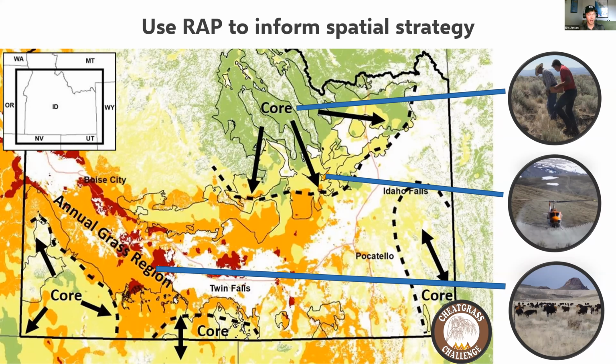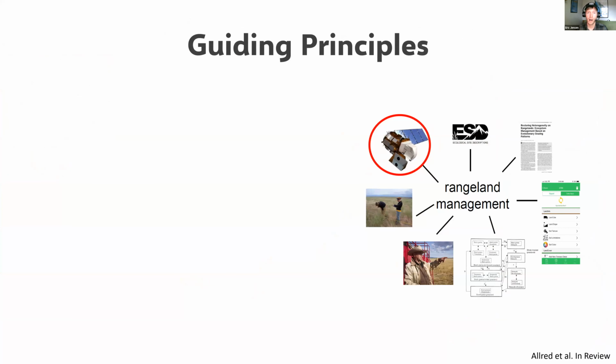I'm now going to turn our attention in the direction of a demo after this. It's hopefully a lot of useful information that can frame that demonstration. But I really like these guiding principles, which Brady Allred, whose brainchild RAP really is, has put forward along with his colleagues in a forthcoming manuscript for how to use satellite-derived maps like RAP in the context of rangeland management and monitoring.